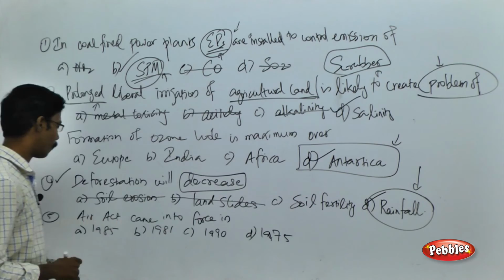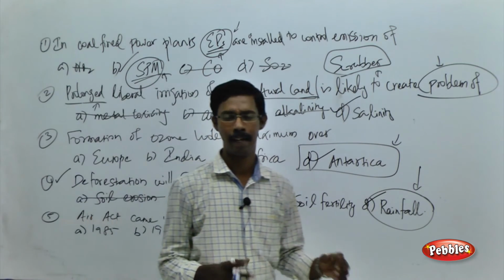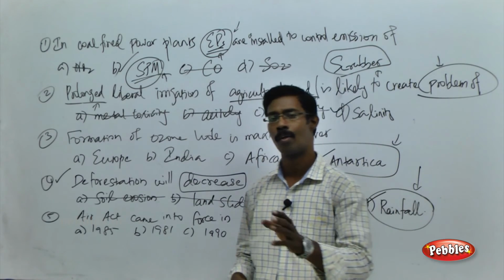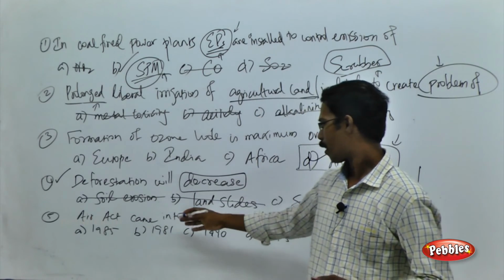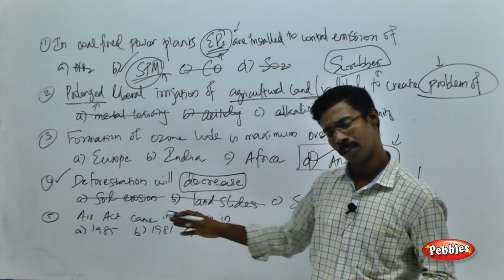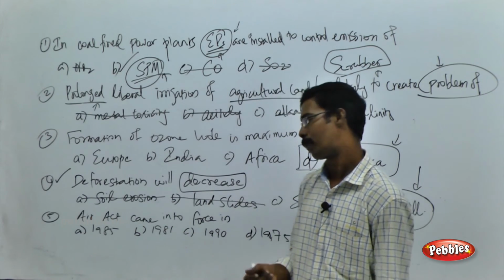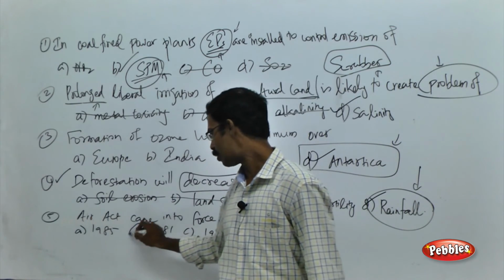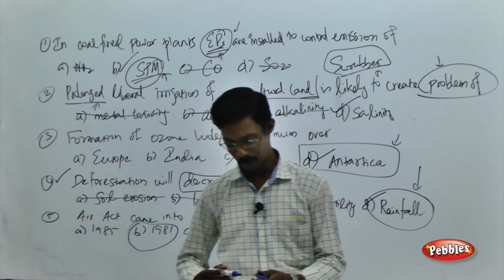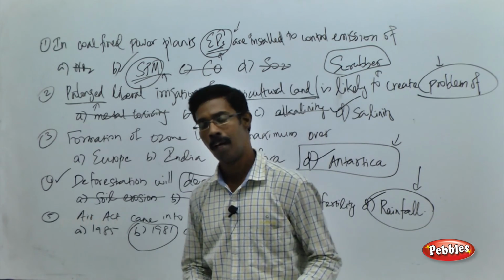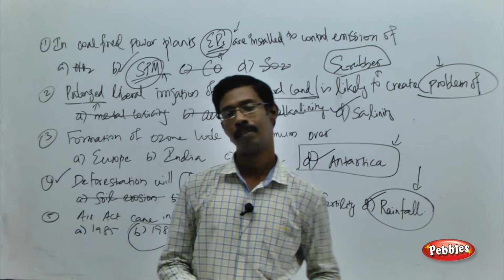Fine. See the final question. The Air Act, which refers to the Air Prevention and Control Act, came into force in the year. This is also a direct question, and you can expect this kind of question in this chapter. The answer is 1981. With this, we are going to wind up the entire NEET syllabus, and I am going to meet you again in the next preparation.